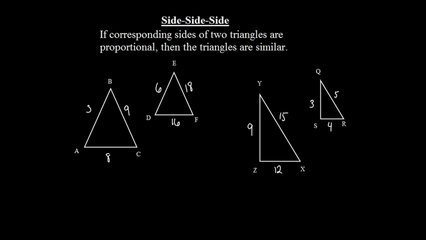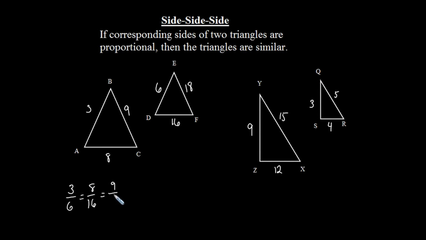Our second theorem is the side-side-side theorem. If corresponding sides of two triangles are proportional, then the triangles are similar. So what that would look like is we have triangle ABC and triangle DEF, and so we could create ratios of their corresponding sides. So we would place 3/6 because those are their two smallest sides, and then the next length side is 8 and 16.